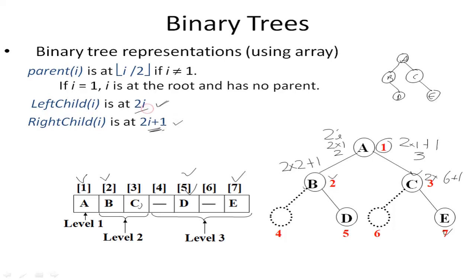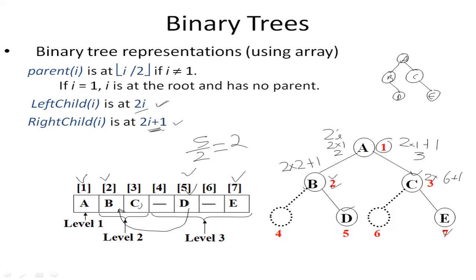Okay. Now at any given point, say I want to find parent of node D. Who is the parent of D? Then I have this particular thing. I will have to divide i by 2. So i is nothing but the current node. So 5 by 2 is going to give me 2, integer division. That means the parent of D is at location 2.